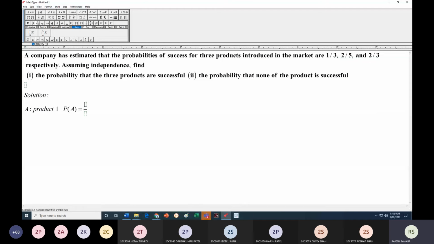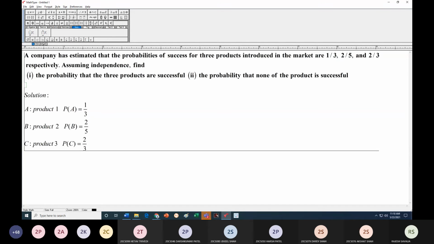So here is 1 by 3. Second product, B event, which is associated to second product. What is the probability? 2 by 5. Third product is C, product 3, P of C is 2 by 3. Any doubt? No, sir. Next, probabilities are given.